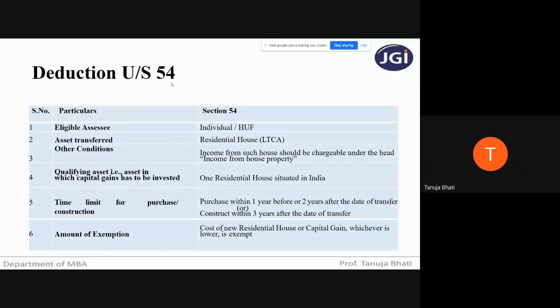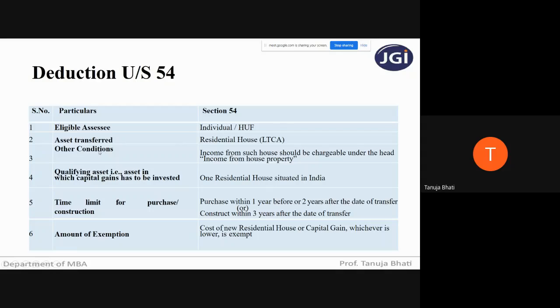Now, what is the amount of deduction he will get, or what is the amount of exemption he will get? It is the cost of the new residential house. What is the cost? Whatever is the cost of the new residential house or the capital gain, whichever is lower, is exempt.